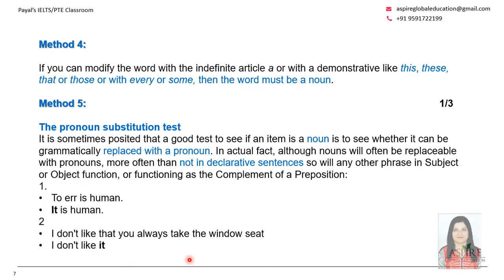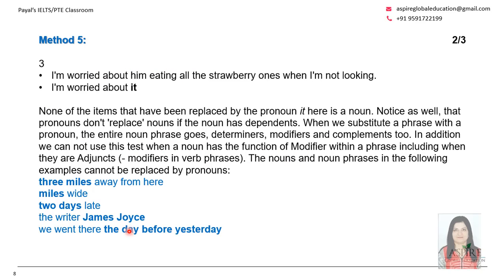I don't like that you always take the window seat. I don't like it. So what is it? Basically this whole group of words, that you always take the window seat, is a noun phrase. So it is basically serving the purpose of a noun. Similarly, I'm worried about him eating all the strawberry ones when I'm not looking. So I'm worried about it. I'm worried about what? So this whole is serving the purpose of a noun.